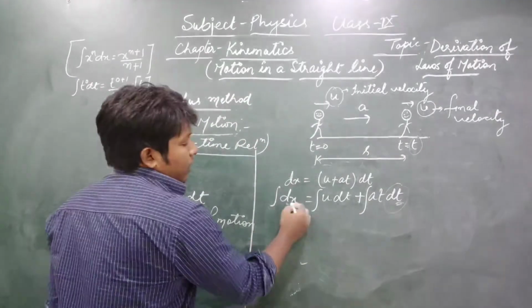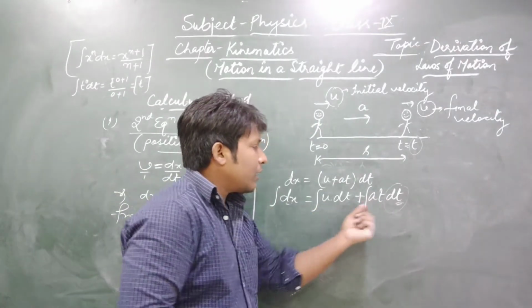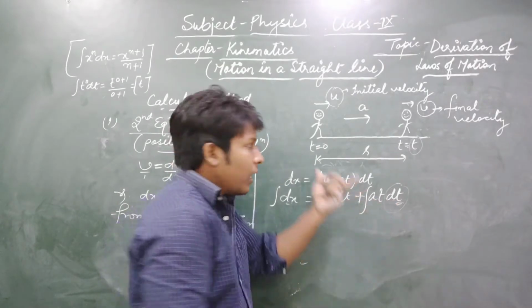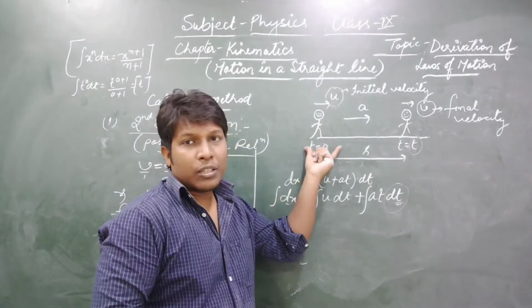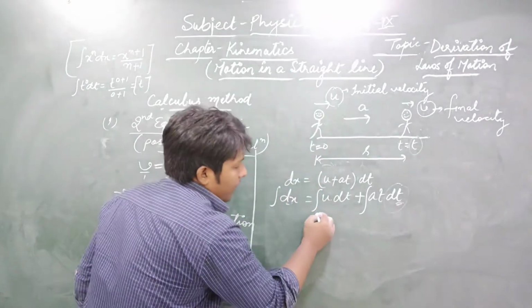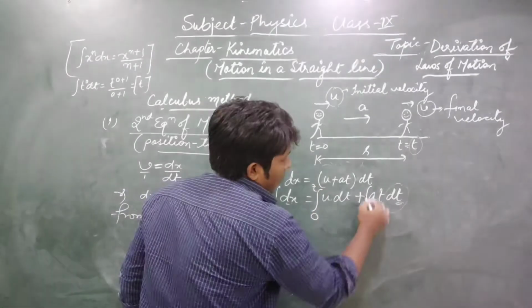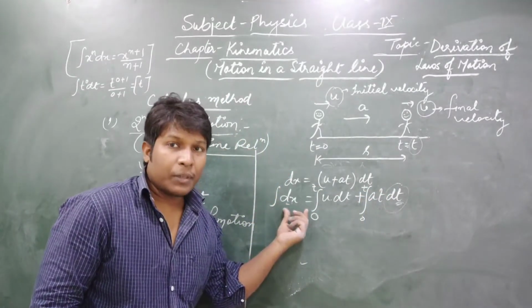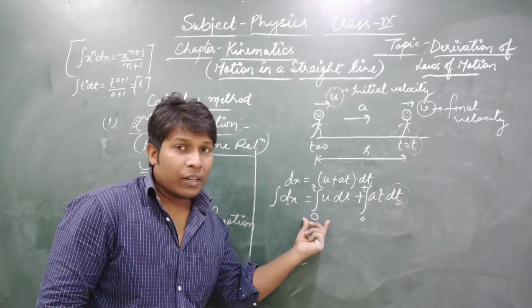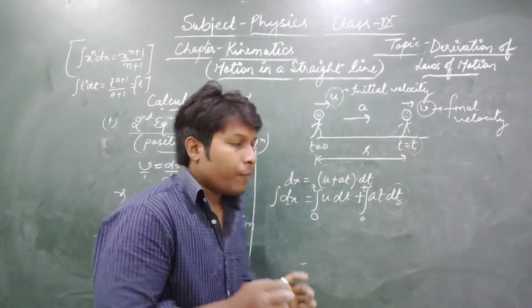So here this is the displacement. At the time t, all the terms are integrating with respect to the time t. And what was the limit of time? At initial time t is equal to 0, when it starts the journey, so the limit will be 0 to t on the right side. And here this is the displacement. When the time was 0, the displacement was also 0.